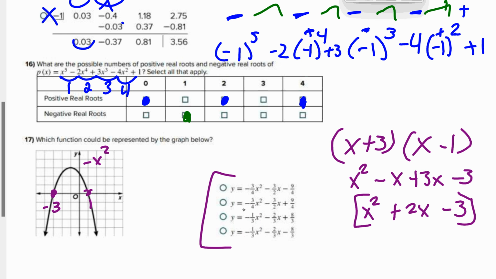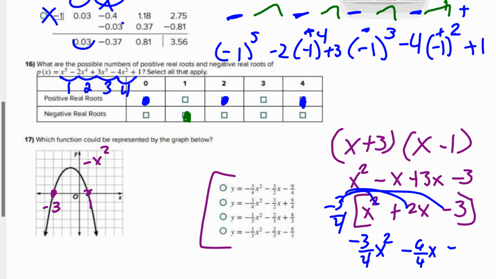Okay, so I'm going to multiply, let's just do -3/4, top one. So I want to multiply everything in here by -3/4. So I get -3/4 x squared. I get -6/4 x, and a -9, or positive 9/4.